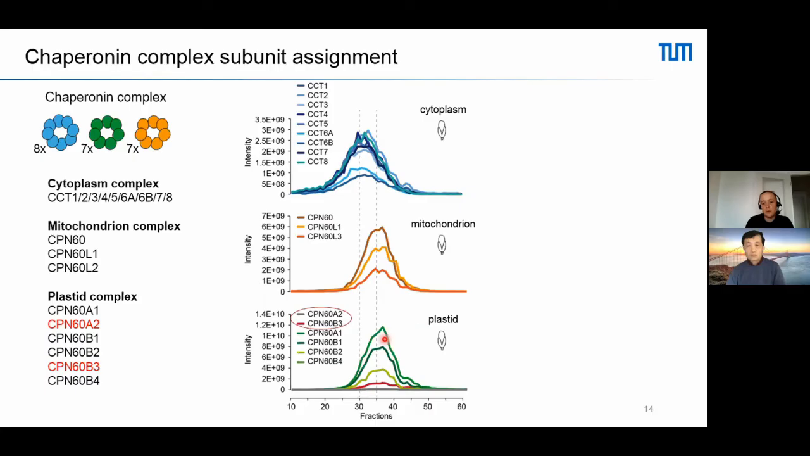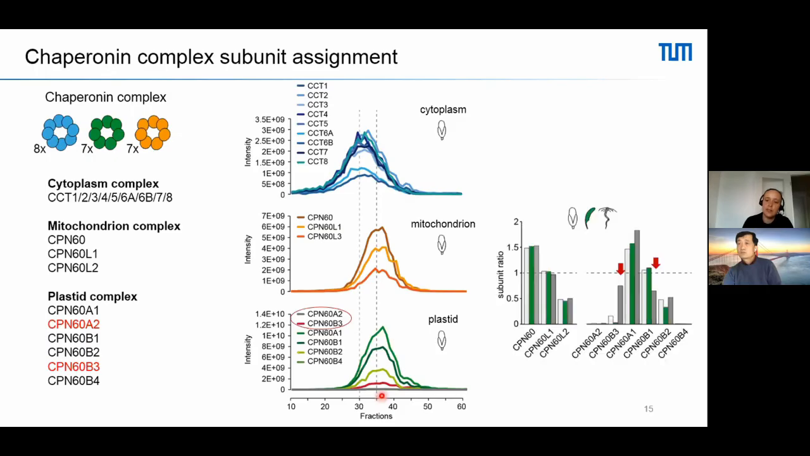Now, what we also saw is that the 2 interesting subunits of the plastid complex, CPN60A2 and B3, actually co-eluted together with the other subunits of the plastid complex. So this means that they're actually still part of the plastid complex.